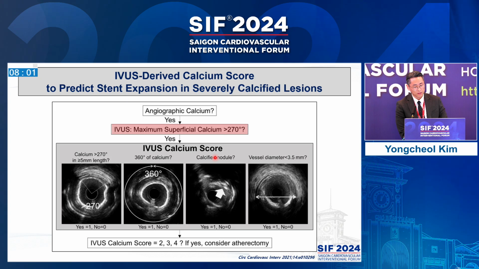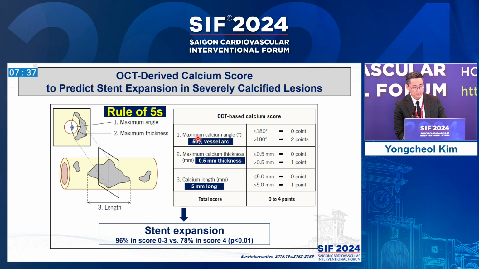Scoring systems can help us predict stent underexpansion. One is derived from IVUS, and the score is calculated by calcium length, circular calcium, calcified nodule and vessel size, basically over 270 degrees of the calcium arc. Regarding OCT, the calcium scoring system was calculated by calcium arc more than 50% of the vessel arc, calcium thickness more than 0.5 millimeter, and calcium length more than 5 millimeters, called the rule of fives.